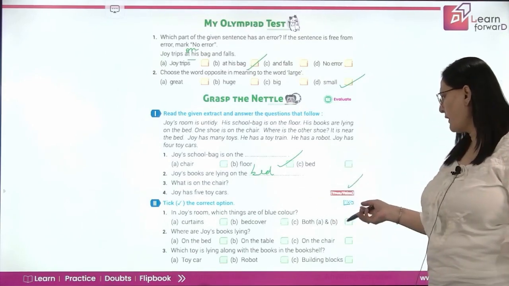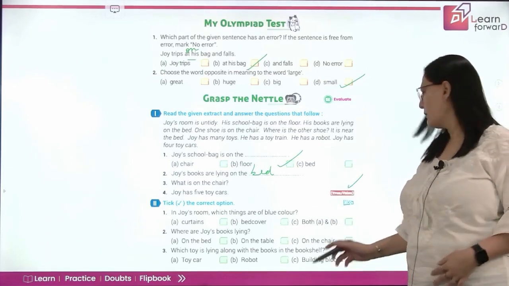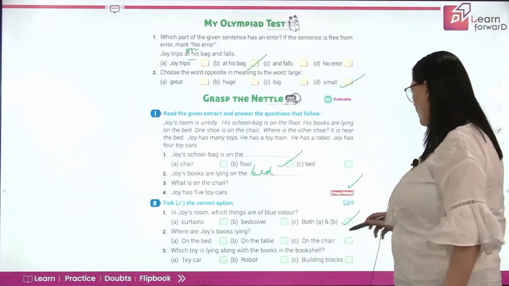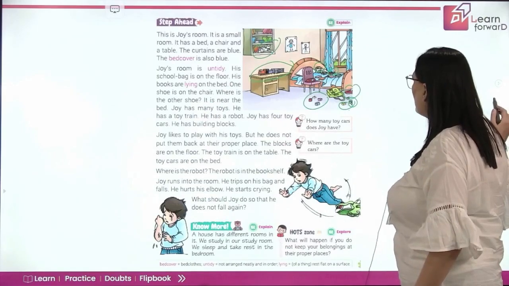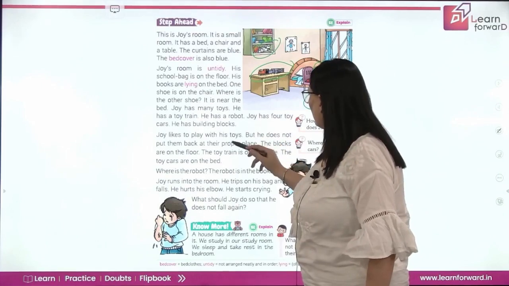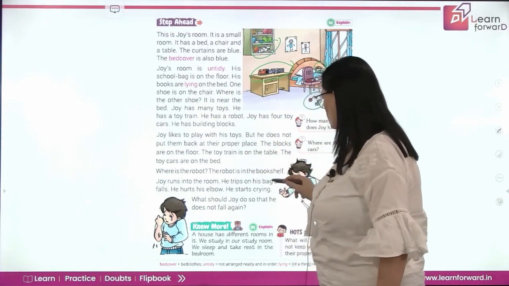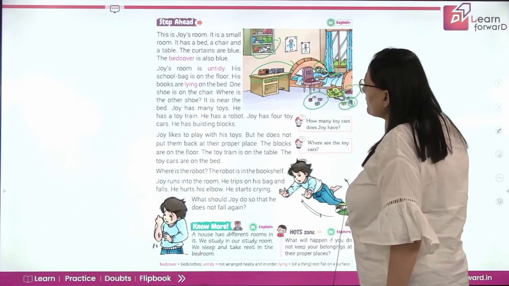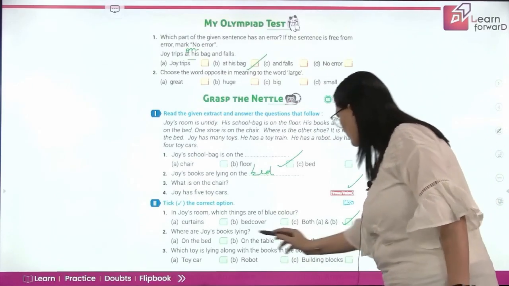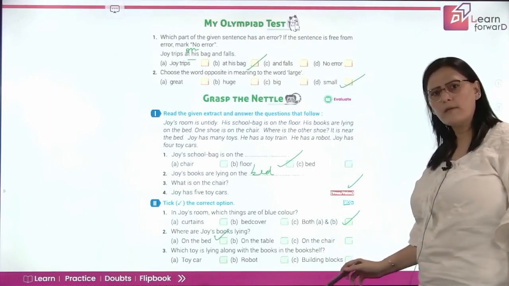In Joy's room, which things are of blue color? The curtains as well as the bed cover. So both A and B. Where are Joy's books lying? So where are the books lying? They were lying on the bed. The books are lying on the bed. Which toy is lying along with the books in the bookshelf? It was a robot.